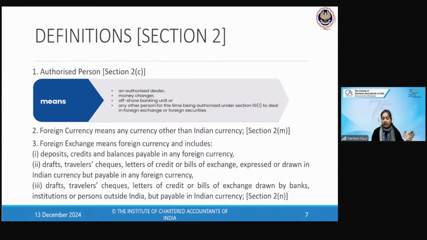Now, ma'am, foreign currency we have understood, anything other than rupees. But what is foreign exchange? Foreign exchange means foreign currency, because you're using foreign exchange for foreign currency only. Why will you use it if you're just taking rupees outside India? If you're going to any other country where rupees are being used, for example, Nepal, why would you need any approval? Why would you need foreign exchange? You need foreign exchange only when foreign currency is involved.